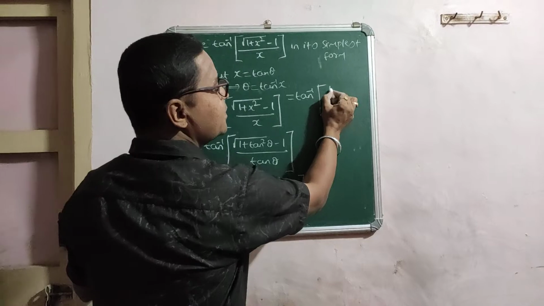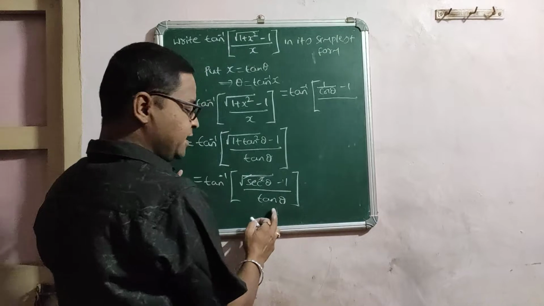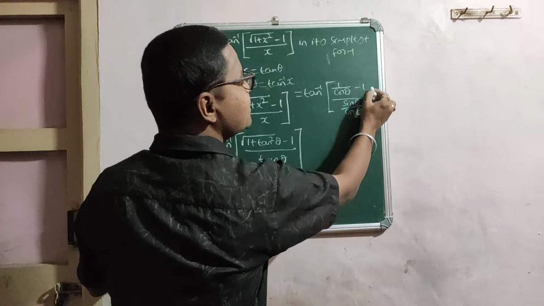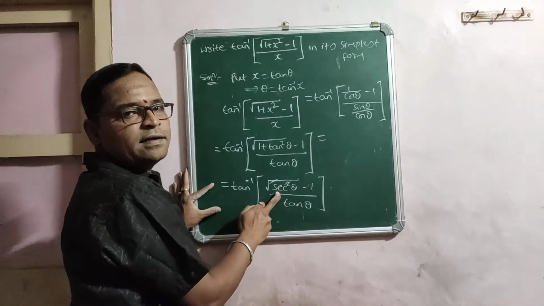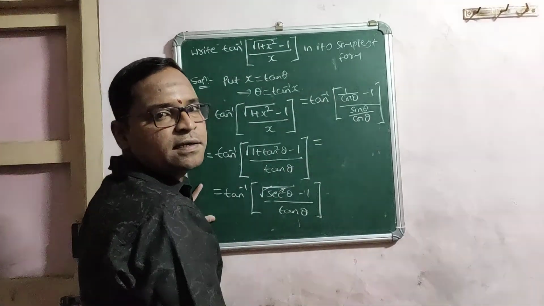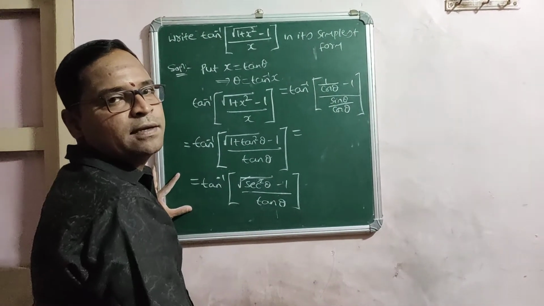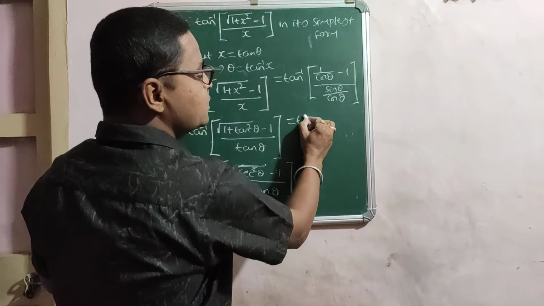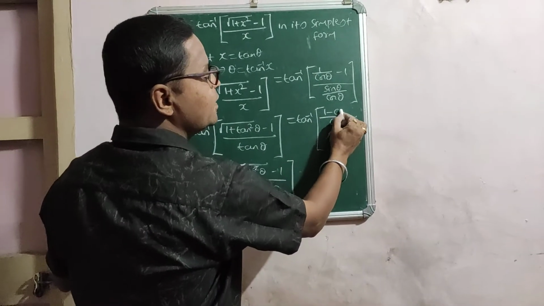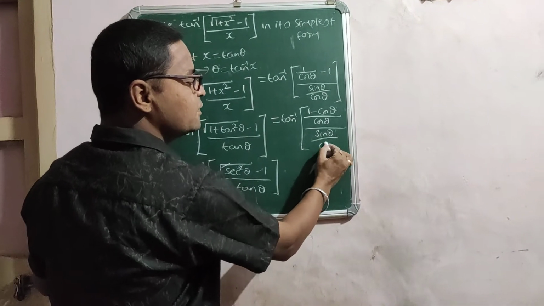Sec θ can be written as 1/cos θ, and tan θ can be considered as sin θ/cos θ. Remember that sec θ is 1/cos θ, as it is a reciprocal trigonometric function, and tan θ is sin θ/cos θ. So now, tan⁻¹ of, taking the LCM, (1 − cos θ)/cos θ divided by sin θ/cos θ.